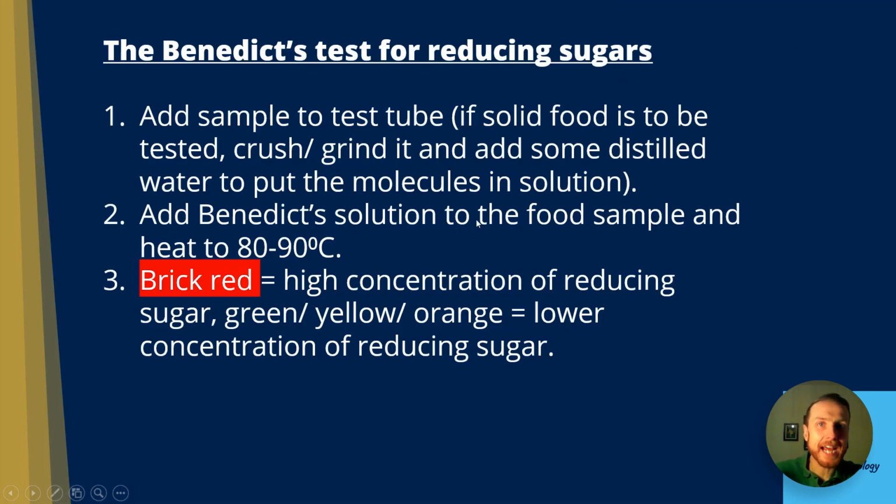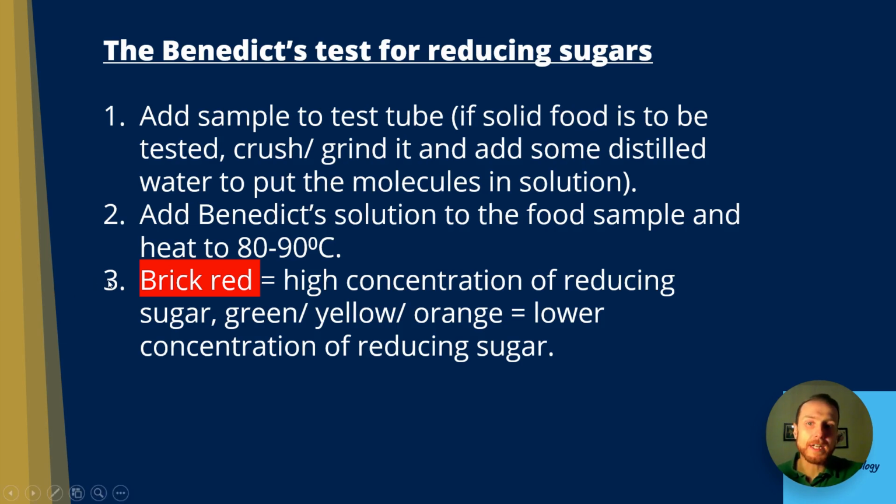So how do we test for reducing sugars then? Well, what we have is something called the Benedict's test. Now, the Benedict's test is where we add a sample to a test tube. If it's a solid food, then we might need to crush and grind it and add some distilled water to put it in solution, or at least in suspension. The next step would be to add Benedict's reagent to the sample and heat it to around 80 to 90 degrees Celsius. The AQA A-Level Biology mark scheme will be looking for you to say heat it.